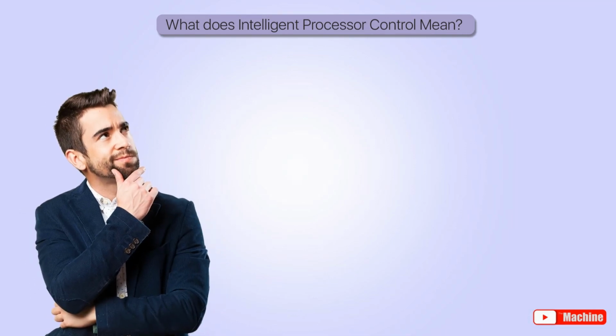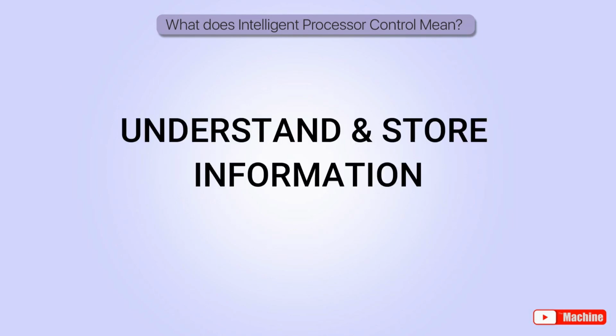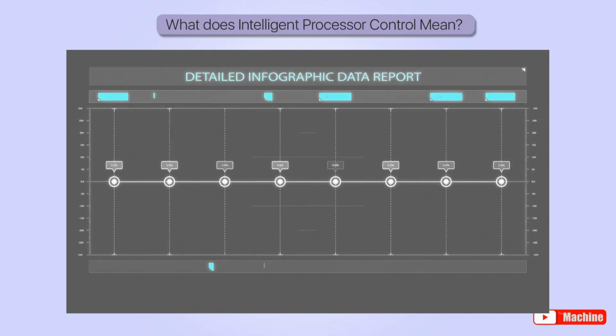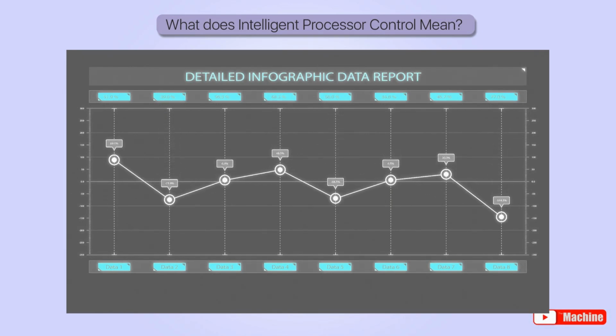So what does intelligent processor control mean? This component is able to understand and store information in order to respond to varying situations and requirements by means of software. So let's have an example.